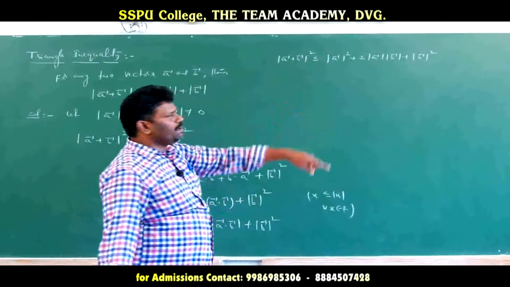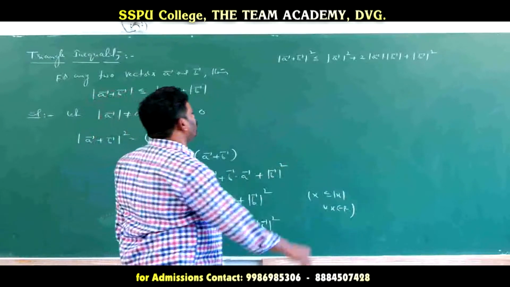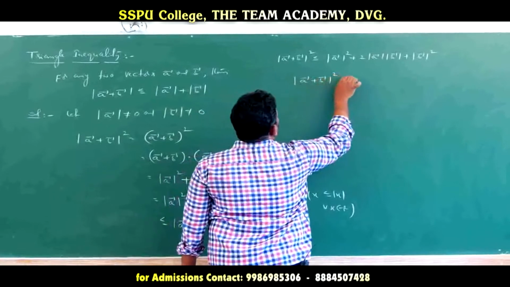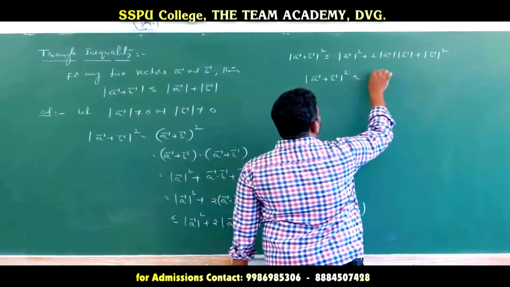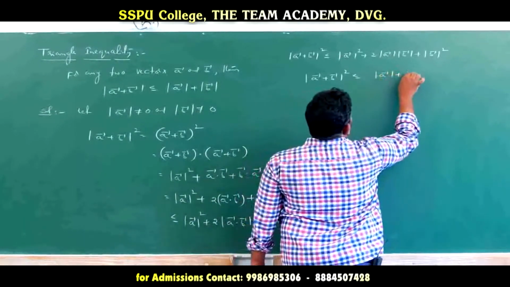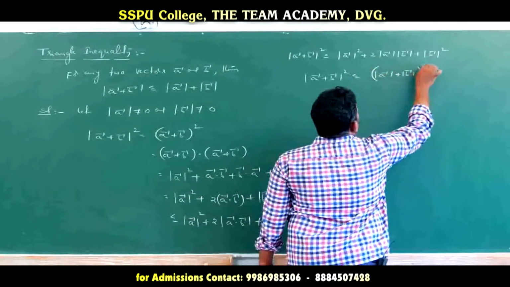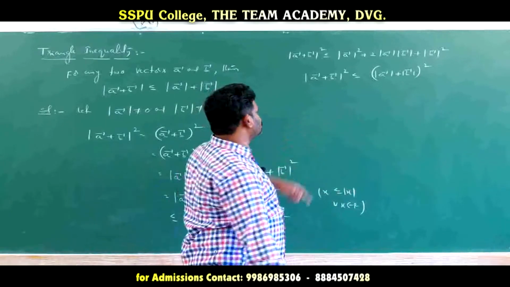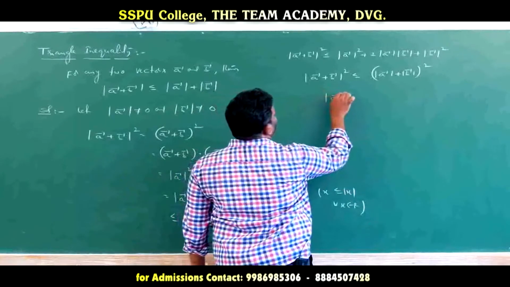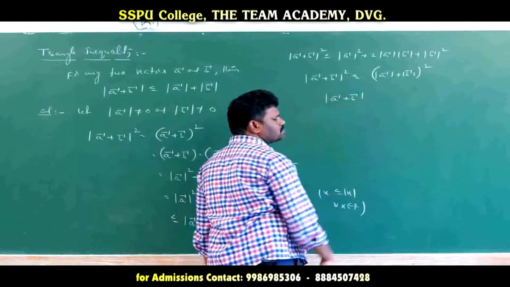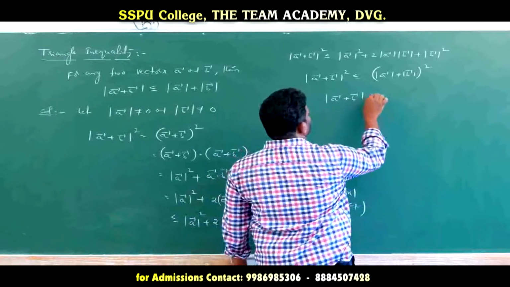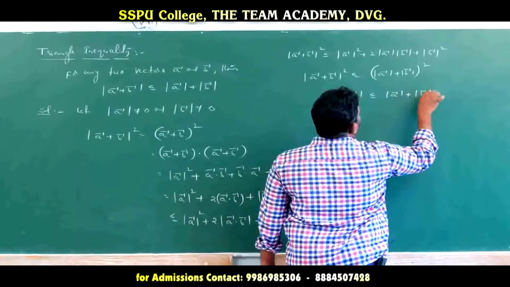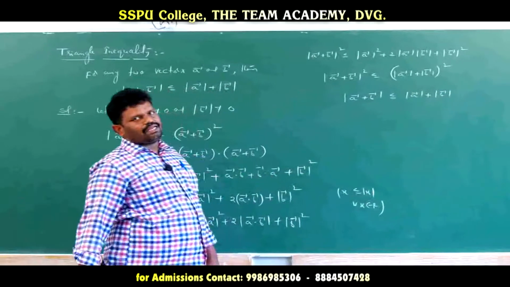Now this value we are comparing with the a square plus 2ab plus b square formula. Then what we are going to see here: magnitude of (a bar plus b bar) whole square is less than or equal to (magnitude of a bar plus magnitude of b bar) whole square. Now if we eliminate the square on both sides, with the positive condition, we get magnitude of a bar plus b bar is less than or equal to magnitude of a bar plus magnitude of b bar. So this is the triangle inequality.